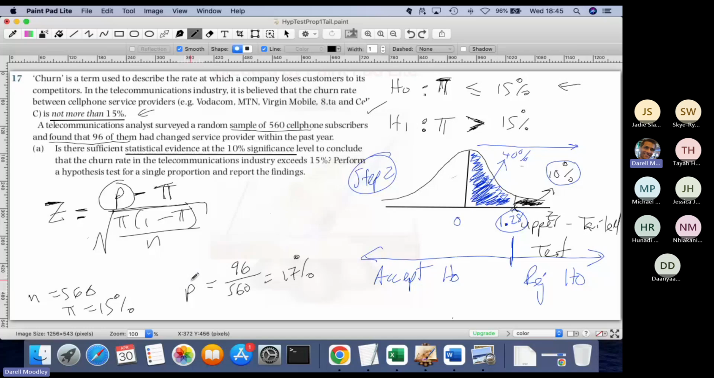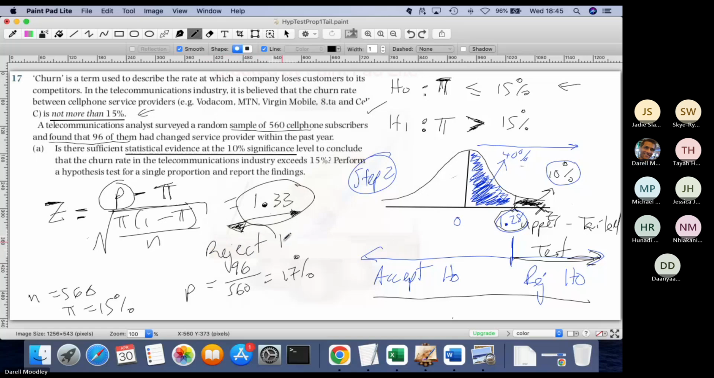So now you have all the values to plug into this formula. If you do that, you'll get a value of 1.33. That's just the test statistic. And so now the easy part is to compare this to your rejection region. Where does it fall? Remember what we said? Anything bigger than 1.28, that means anything on the right of it, we reject H0. Anything on the left of it, we accept H0. So 1.33 is bigger than 1.28, so that means it falls in the rejection region. So in other words, we reject H0.